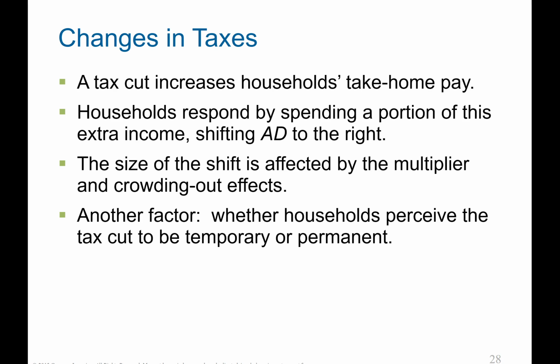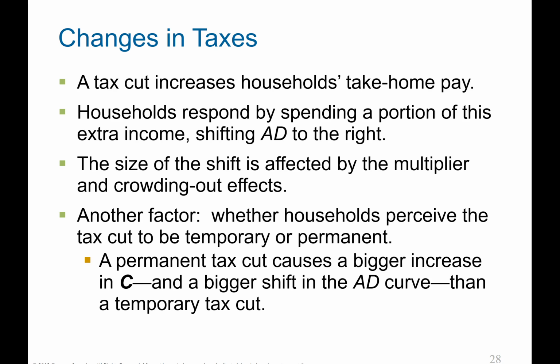Another factor to consider is whether households perceive the tax cut to be temporary or permanent. And as you can imagine, if they perceive it to be temporary, they're going to be a little more cautious about spending that money. And there's probably going to be a lower marginal propensity to consume and a higher marginal propensity to save. A permanent tax cut is probably going to be one that people feel more confident about and more willing to spend. So that's going to lead to a bigger increase in consumption because consumer confidence matters, and it's going to cause a larger shift in aggregate demand.